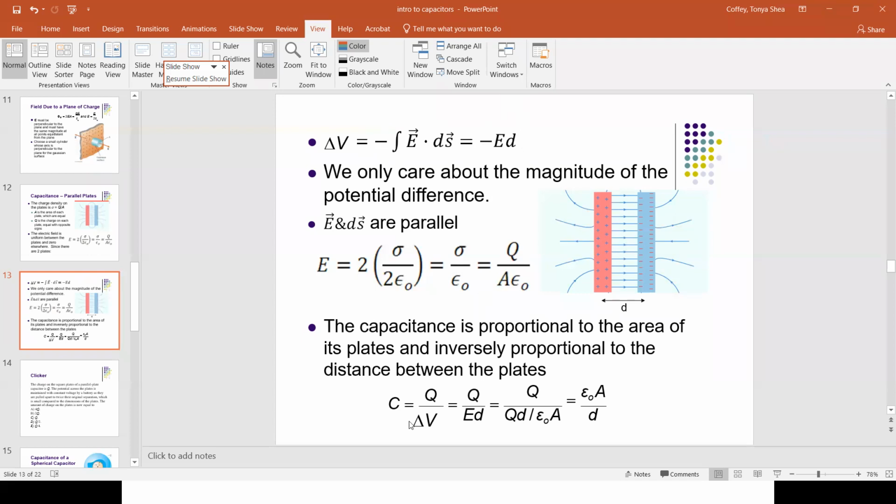And then we can plug into our formula for capacitance. So we have C is equal to Q over delta V, which is Q over Ed. And now that would be Q over A epsilon naught times d. So here E times d would be Qd over A epsilon naught, and that's what we're plugging in the bottom there for delta V. The Q's cancel out, and then we're left with the capacitance for a parallel plate capacitor, which is epsilon naught A over d. So yet again, just like our isolated sphere, we can see that our capacitance depends only on the geometry of the situation, in this case, and some constants, epsilon naught.